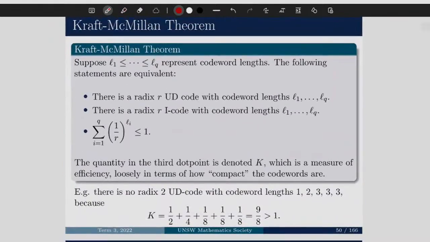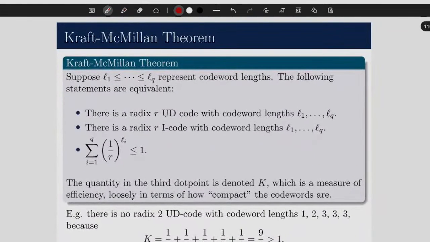For example, there is no radix 2 uniquely decodable code with these given code words. The reason we know that is because if we sub these lengths into this equation, we end up with 1 on 2, 1 on 2 squared, and 1 on 2 cubed. That's going to end up with 9 on 8, which is greater than 1. Because it is not less than or equal to 1, there is no code that exists with that. Very easy, very quick check.